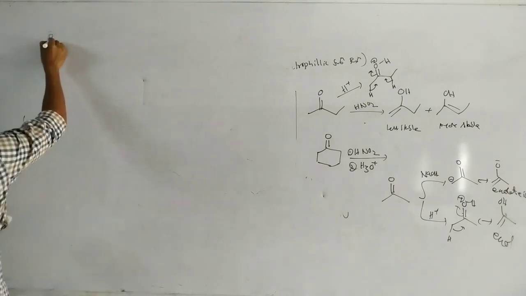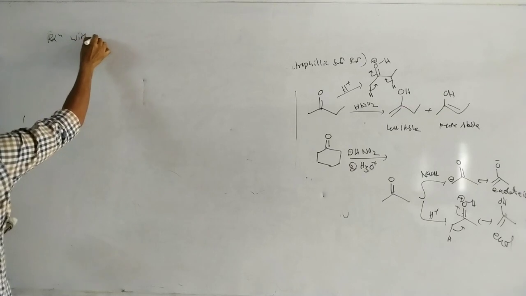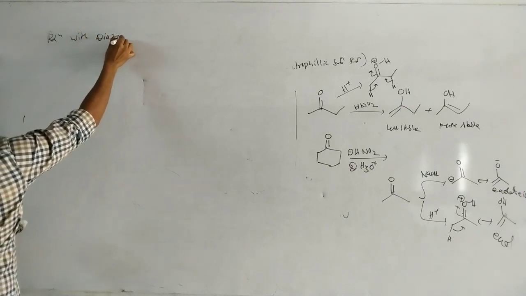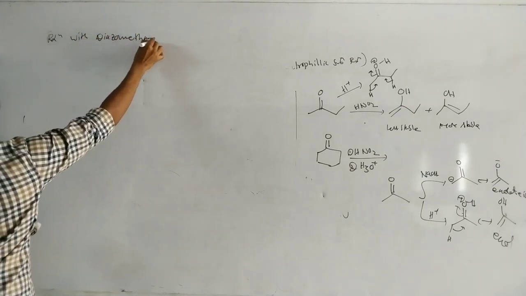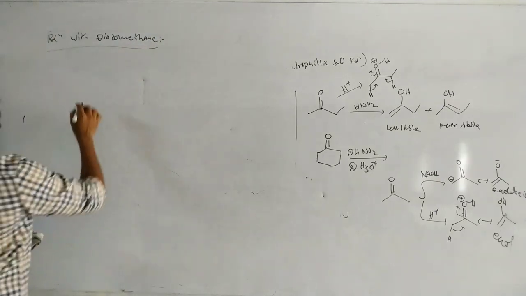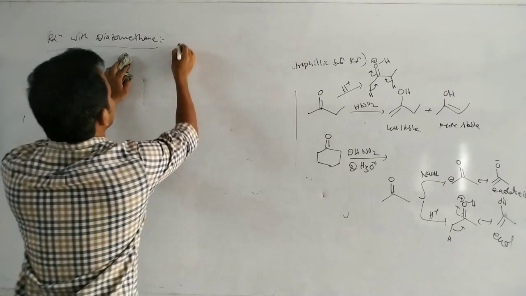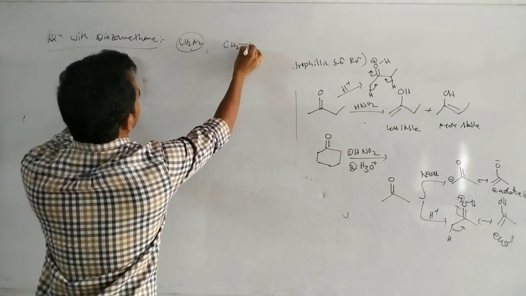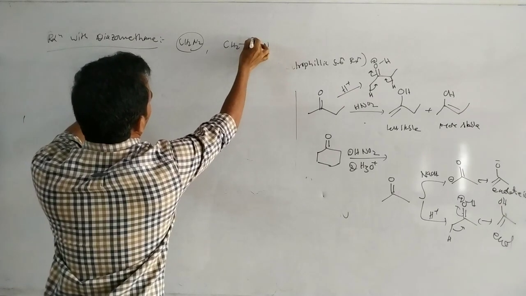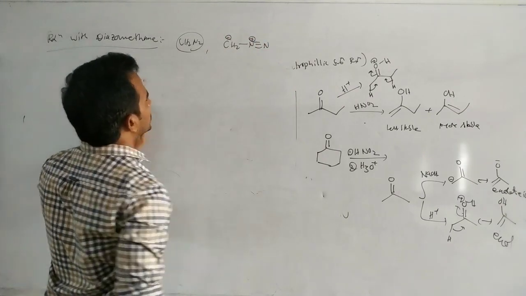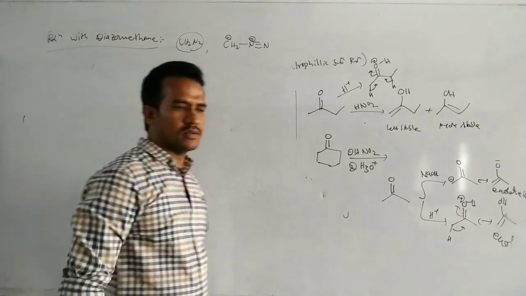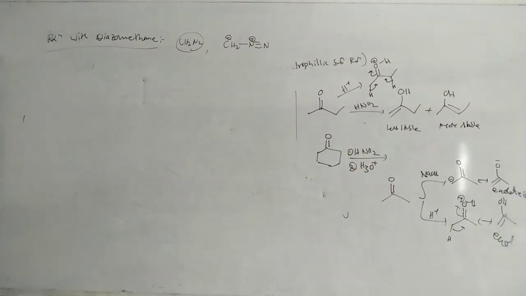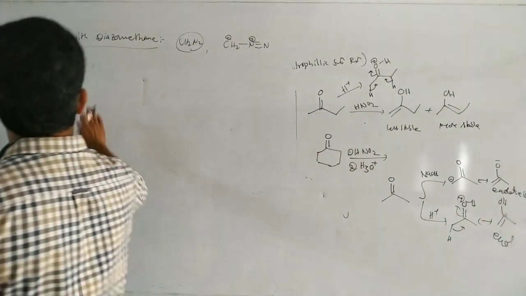Okay, next one more reaction: reaction with diazomethane. What is diazomethane? CH2N2 is diazomethane, and the structure is this one. What is the reaction of carbonyl compounds with diazomethane?